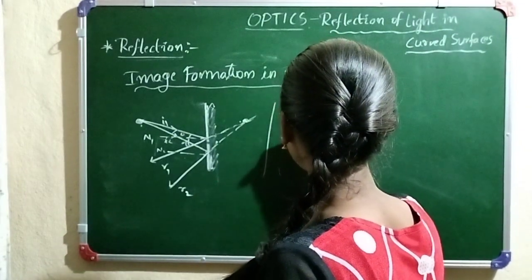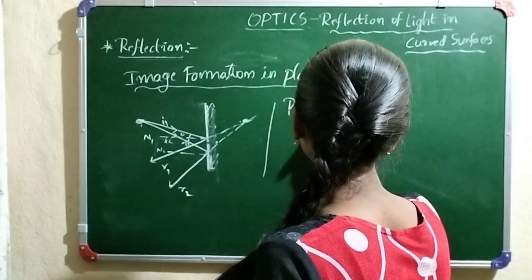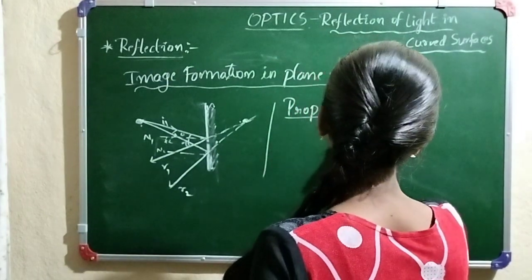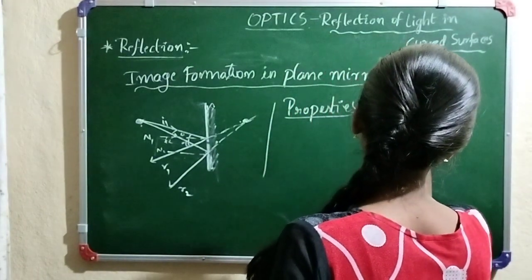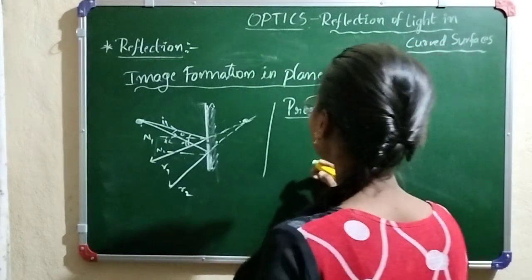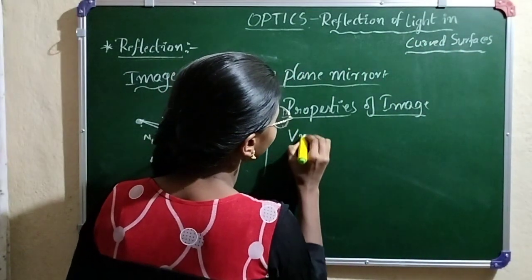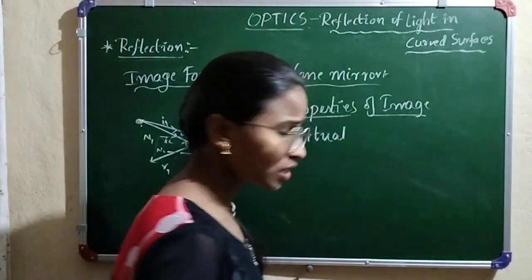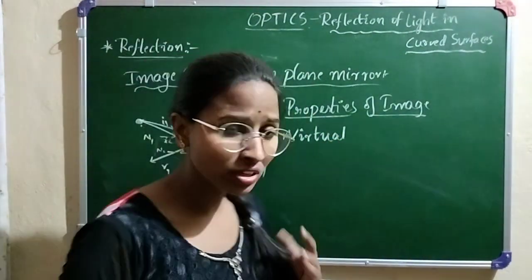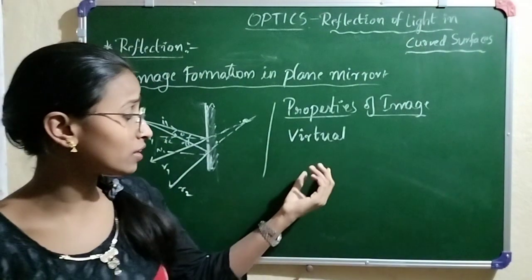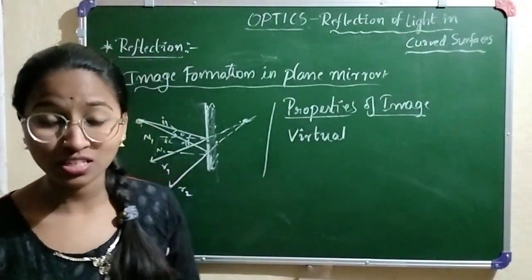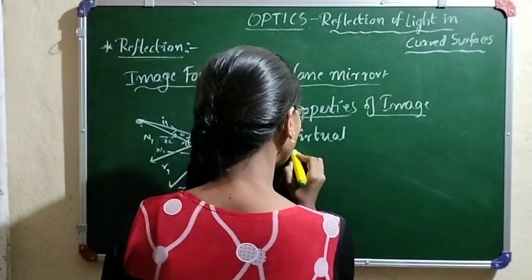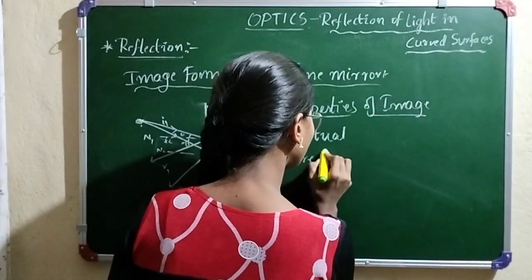The properties of an image by a plane mirror: the image is virtual. This is not a real image. In our home, every day we look at our face in the plane mirror, right? That is not actually a real image, that is a virtual image. Wherever the image is virtual, it will be erect only.